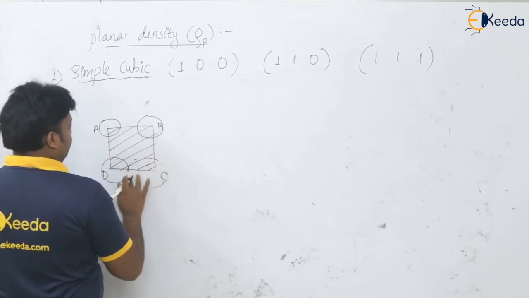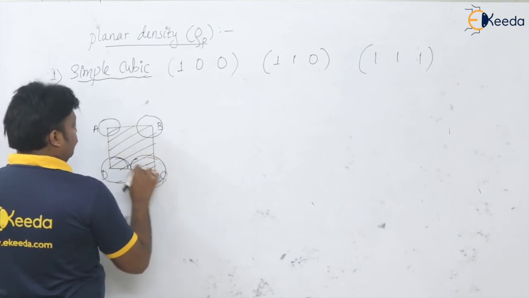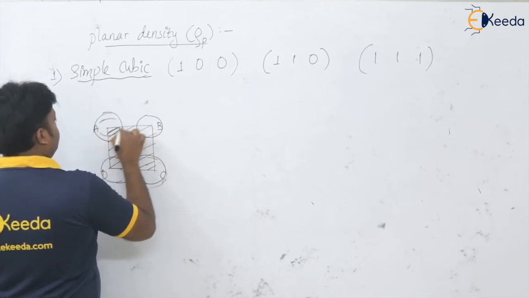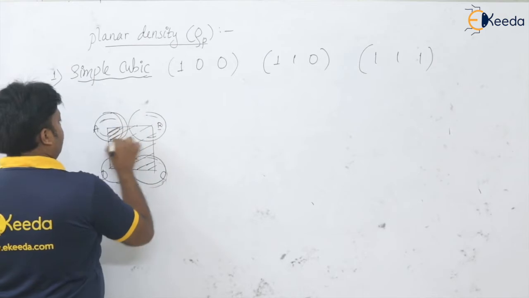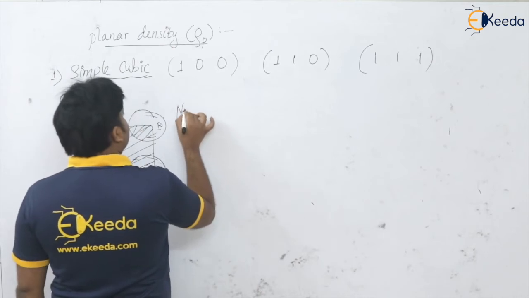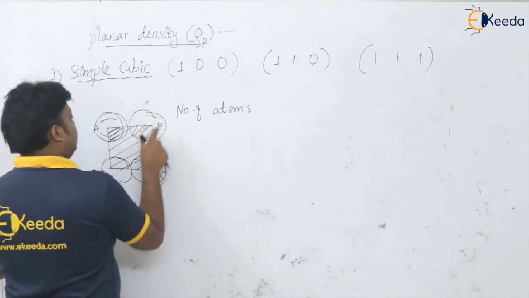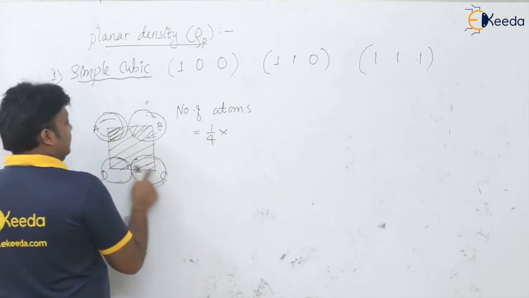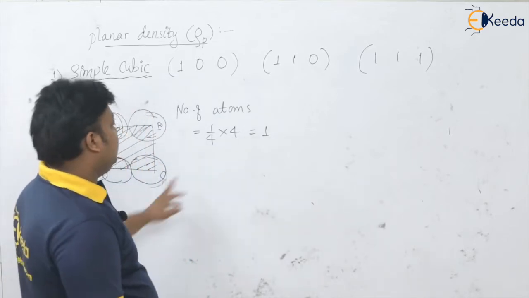And they are actually touching each other. Okay, we know this. But see, in this plane 100, what is the contribution of these atoms? So 1/4, and how many are there? 4 atoms are there, isn't it? So how many atoms will come in this? The number of atoms, we know that is 90 divided by 360, that is 1/4, times how many? 1, 2, 3, 4. So 4 over 4, we get 1.